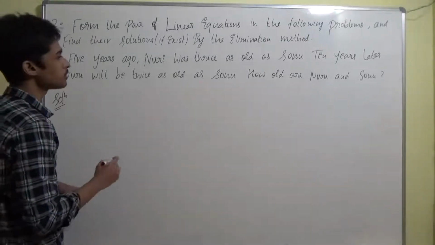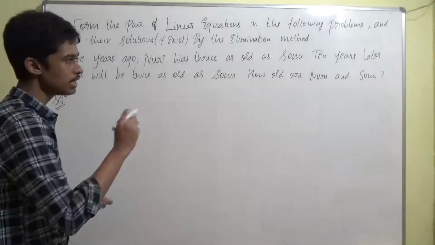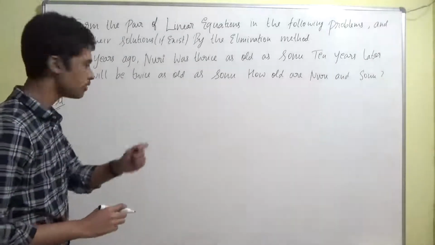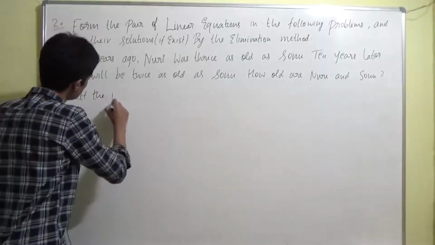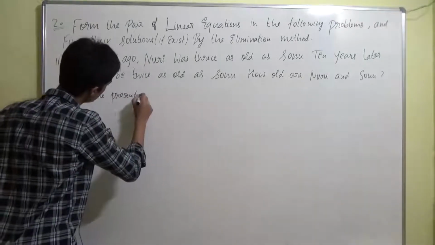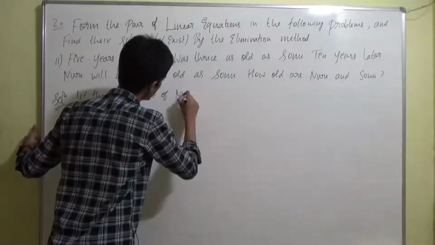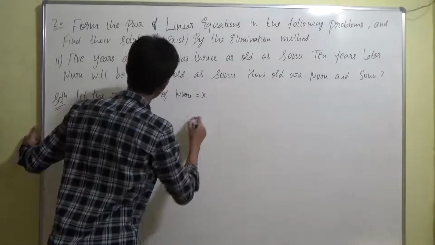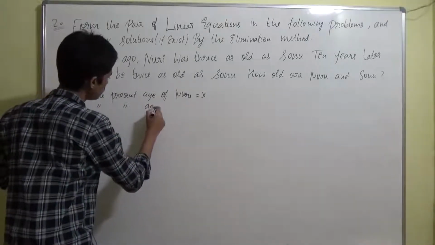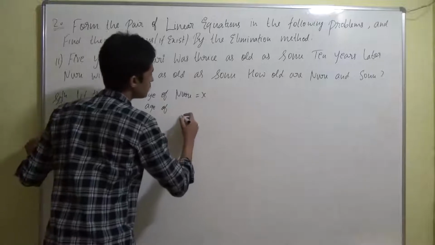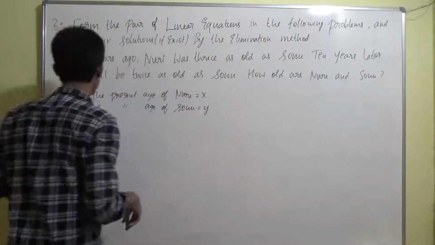Now let's go to the question. First step is the assumption step. So let's assume that the present age of Noori be X years and the present age of Sonu be Y years. Let the present age of Noori be equal to X, and then let the present age of Sonu be equal to Y.